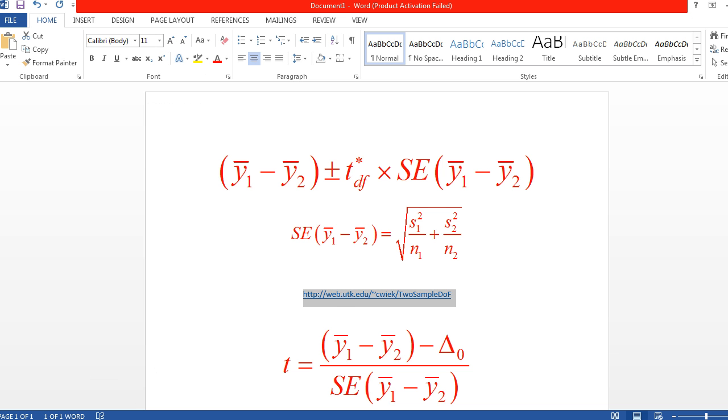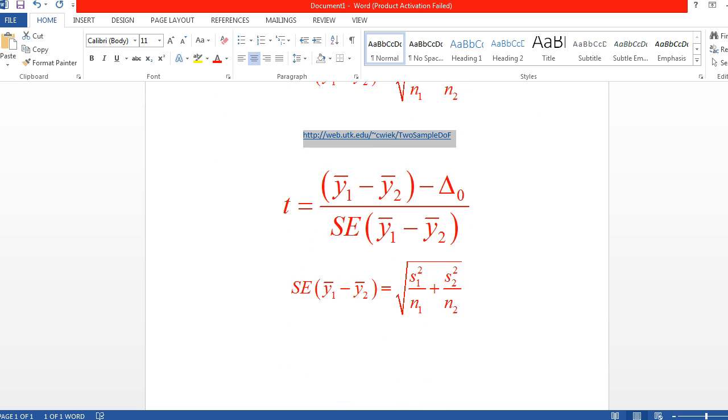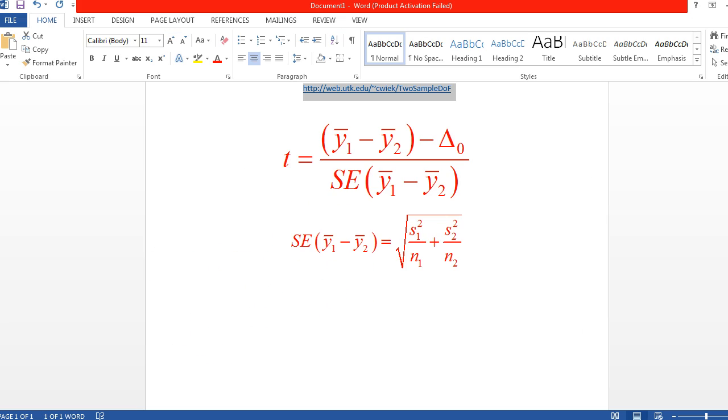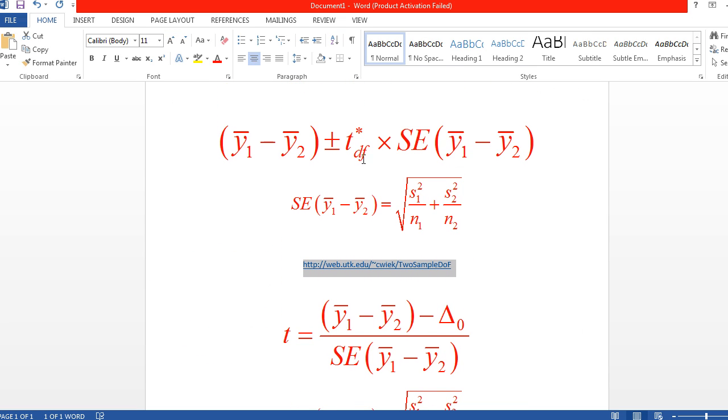What you'll need to do to run this test is go down here. Let's see if they want an interval or a test. They want a confidence interval. So let's go up here to our confidence interval. To make a confidence interval, we need to do the true difference between the means, the observed difference between the sample means. We were making a confidence interval for the true difference between the means.